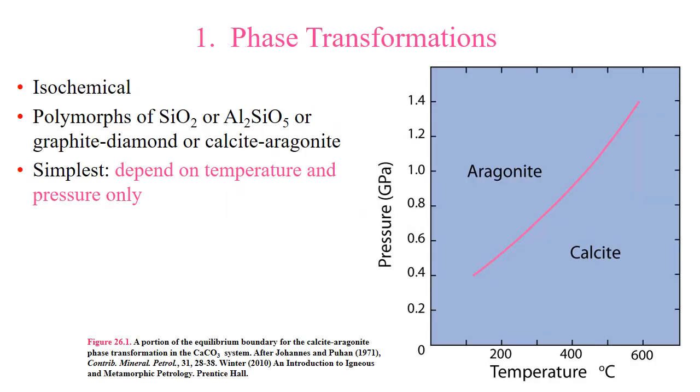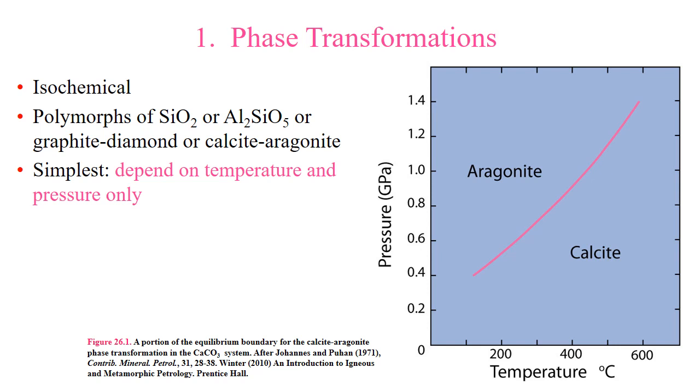Single component polymorphic phase transformations, such as the polymorphs of silica, aluminosilicate, or calcium carbonate, which is shown in the figure, are the simplest systems to deal with. Because the phases are essentially fixed compositions, the transformation depends entirely on temperature and pressure only, and is minimally affected by compositional changes. Let's look at a pure calcium carbonate system that's stable in a metamorphic environment.